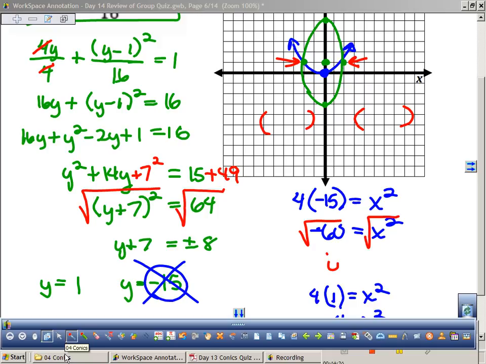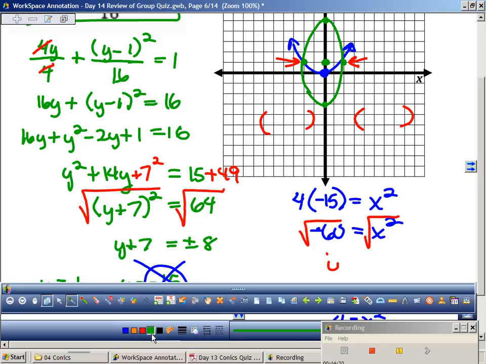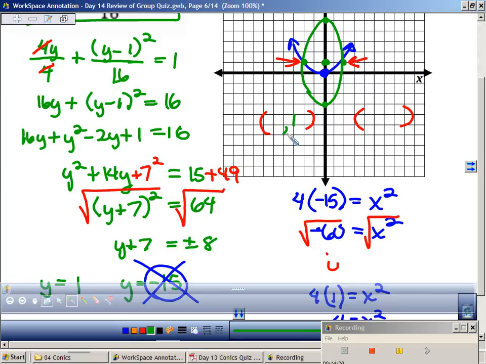Y always equals 1, right? In both my solutions, y equals 1. That's how I got my x, by plugging in 1. But on one of them, when I plugged in 1, I get positive 2. And on the other one, when I plugged in 1, I get negative 2. Here's the square root. And it matches my graph. Okay? So really important that you graph those, right?